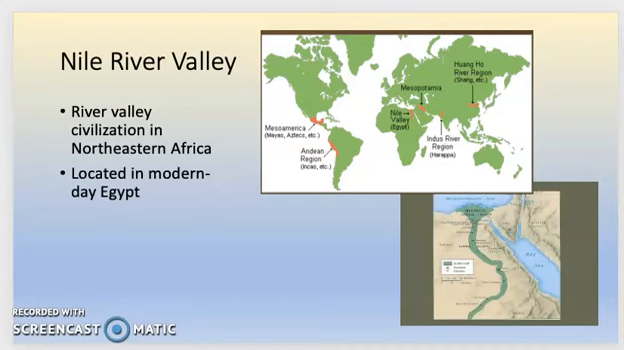The Nile River Valley is a river valley civilization that was located in northeastern Africa. It was located in modern-day Egypt. You can see on the right-hand side, on a world map, this is the Nile River Valley, being outlined by the cursor. That is modern-day Egypt. If we zoomed into that area, it would look like this. Anything outlined in green along this river is called the Nile River Valley.